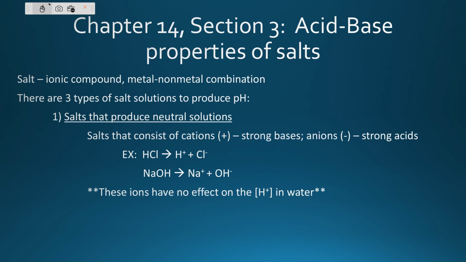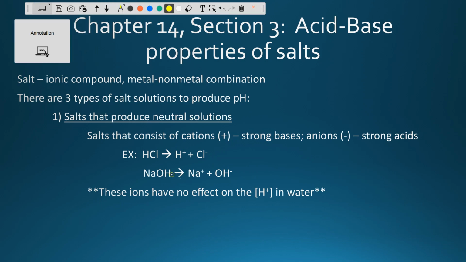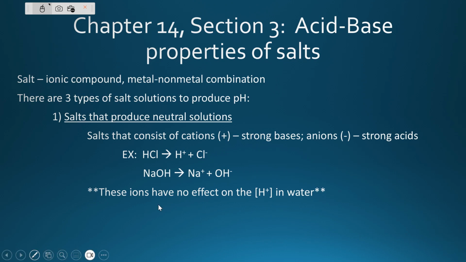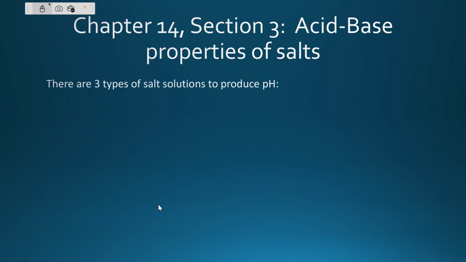Okay. The reason this happens is that my hydrochloric acid would dissociate into hydrogen and chloride, and my sodium hydroxide would dissociate into sodium and hydroxide, and these two would match up, and these two would match up. So it's a very simple example. This would be neutral in solution, producing a neutral solution. Okay, they would have no effect on the hydrogen ions in the water because that's just going to be neutralizing out.